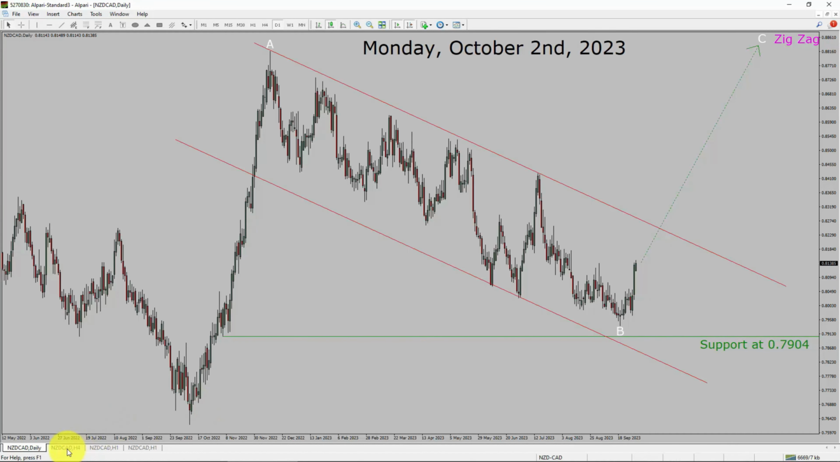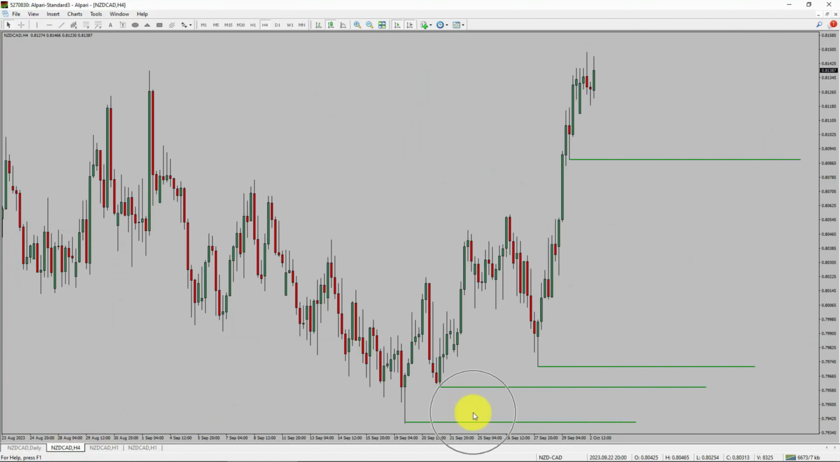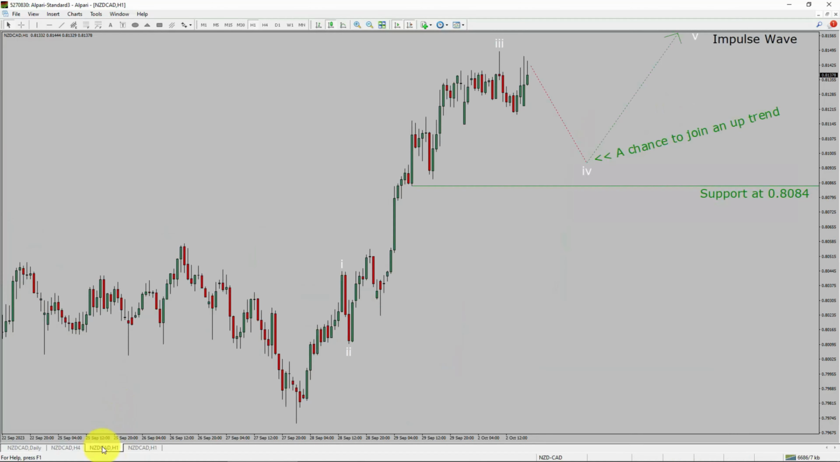Next, let us take a look at 4-hour time frame. Price action is printing higher swing highs and higher swing lows. To me, NZD CAD pair trend looks up in 4-hour time frame. Next, let us take a look at 1-hour time frame. The trend is up in 1-hour chart.